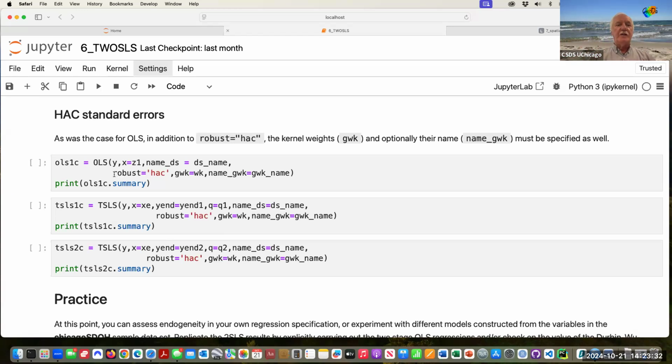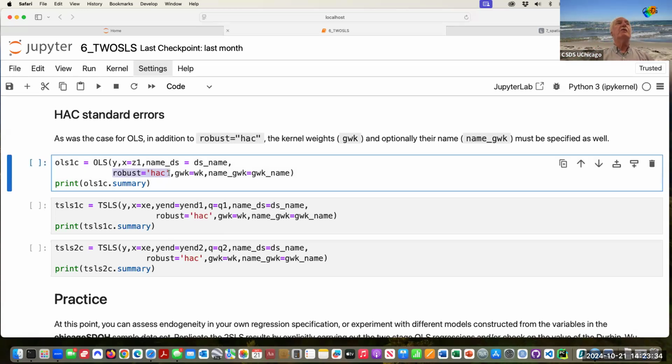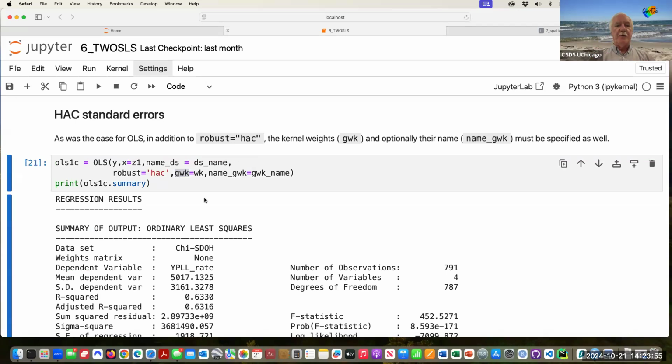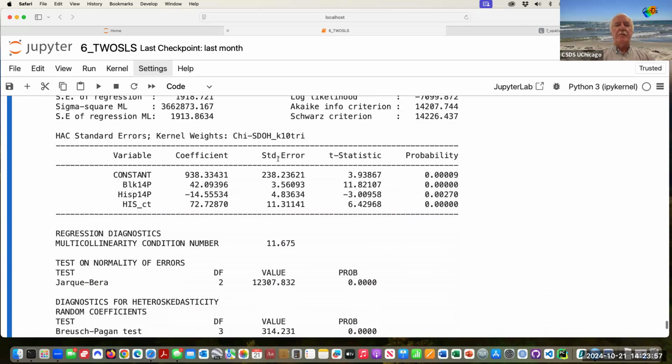In the OLS case, you say robust equal HAC. You do have to specify a kernel weights matrix, and then you can give it a name if you want to. If you don't specify the kernel weights matrix, you can't create the kernel function to do the HAC estimation. So it will give you an error. But this is very simple. Everything looks the same. And here are your standard errors.